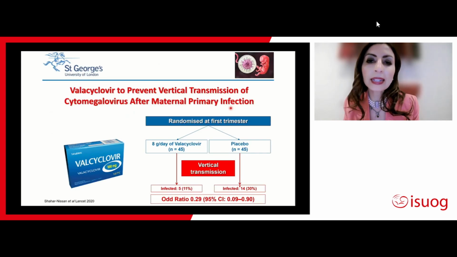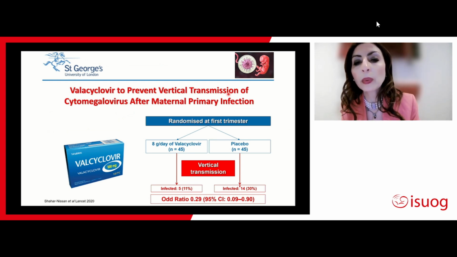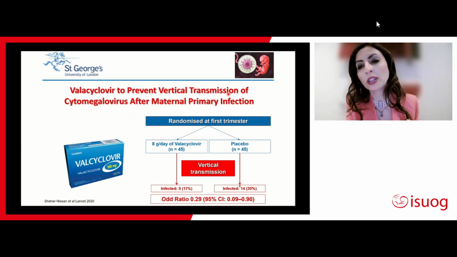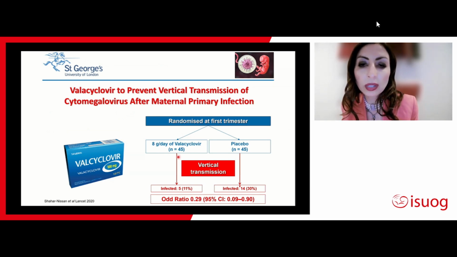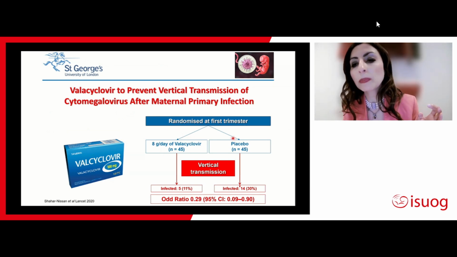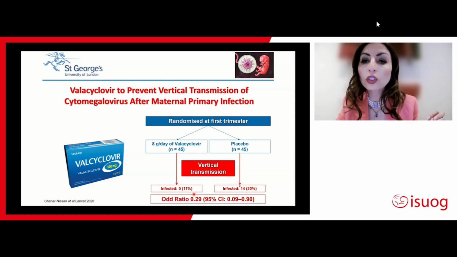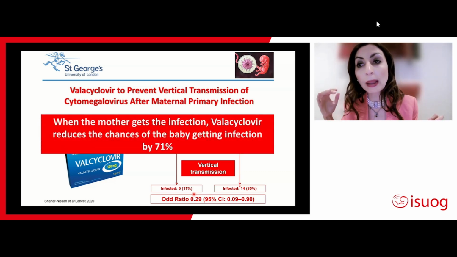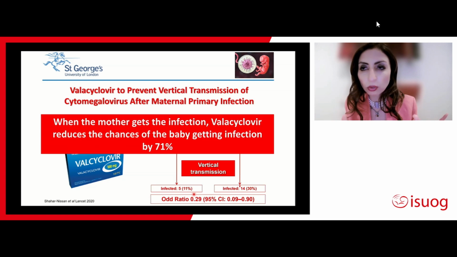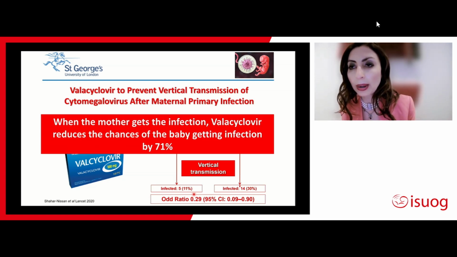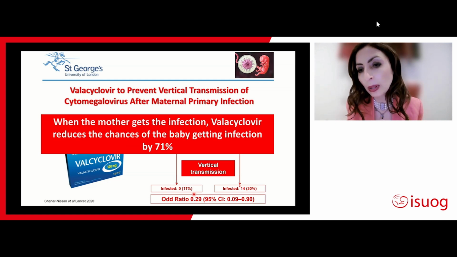Can we prevent it? This is the evidence on the use of valacyclovir, from a randomized controlled trial, single center, from Israel. If the mother gets a primary infection in the first trimester or in the periconceptional period, they randomized these women to either high-dose valacyclovir or placebo and looked at the incidence of vertical transmission. Giving valacyclovir reduces transplacental transmission by about 70%. This is a randomized controlled trial, level 1 evidence.